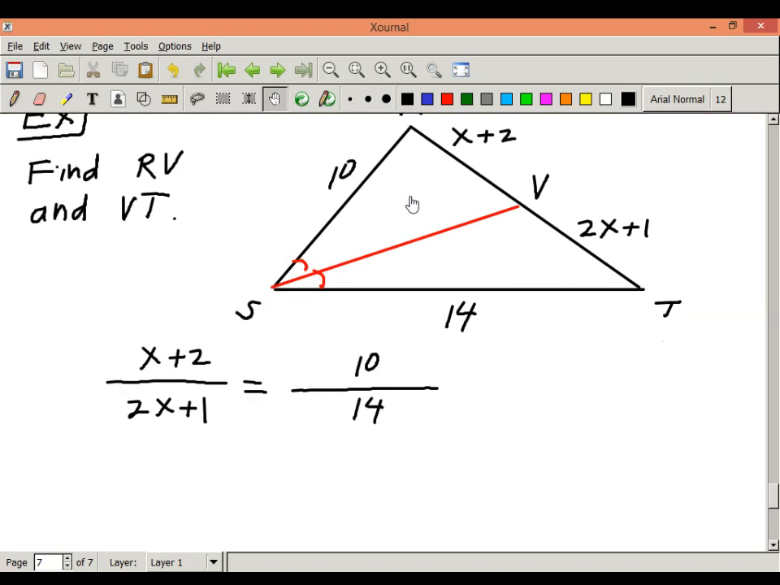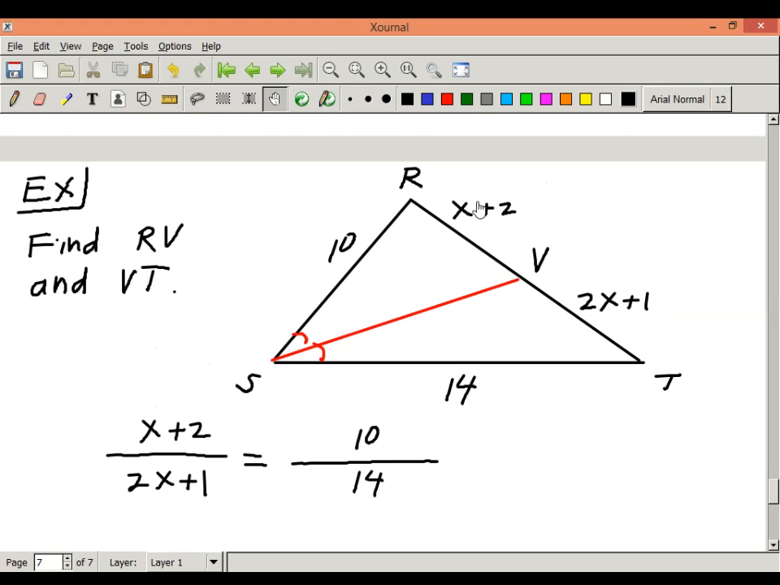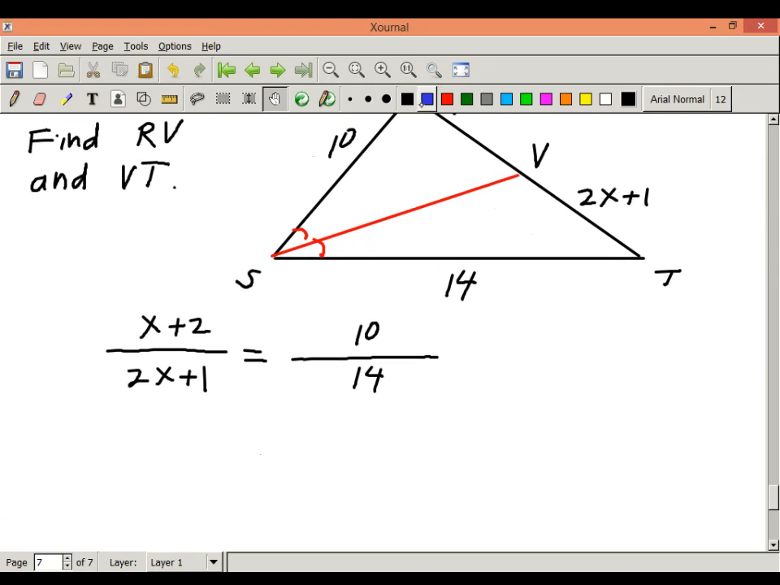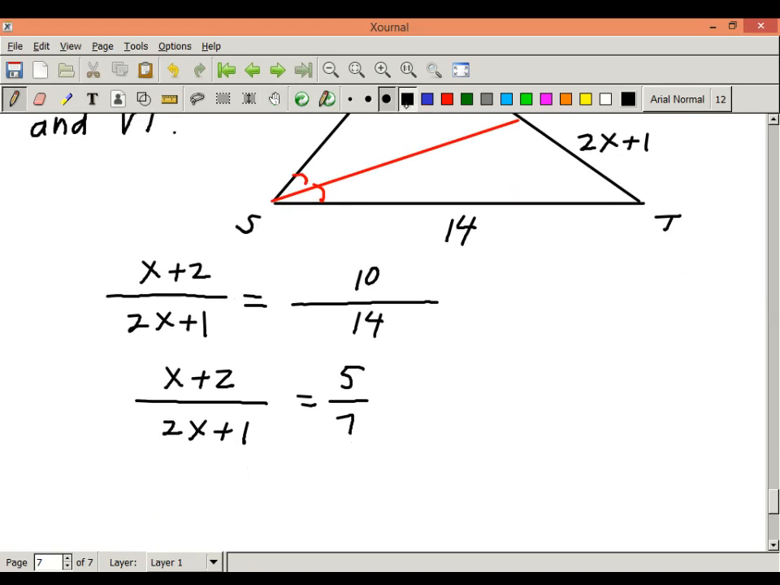All right, so all we have to do is solve that for x, and then once we find x, we'll go back and plug it in and get these two line segments here. Hang in there, almost done. So we have x plus 2 divided by 2x plus 1 equals 5 over 7, just reducing the fraction. Let's go ahead and cross multiply: 7 times x plus 2 equals 5 times 2x plus 1.